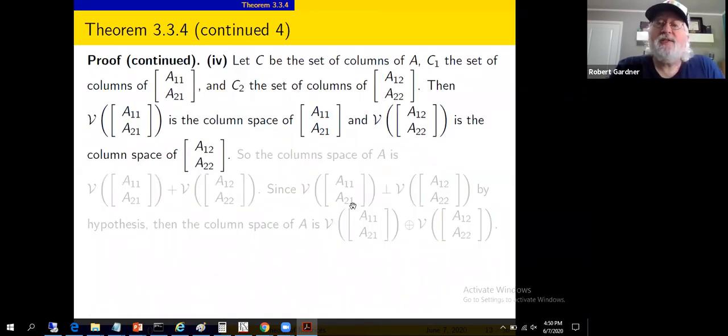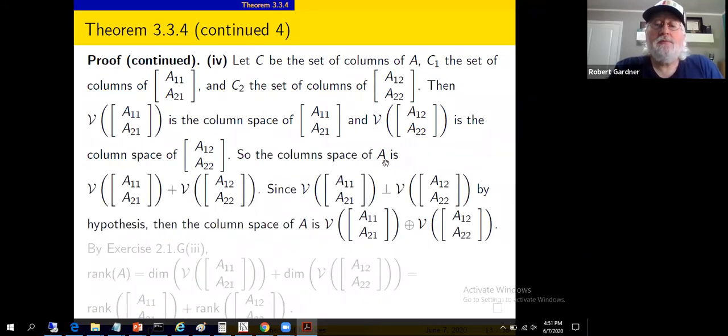Okay, the second part involves columns, so we'll do the same kind of thing. It's actually a little bit easier because I don't need that transpose stuff getting in the way here. Let C be the columns of A, C sub 1 the columns in the first, left-hand side half, C sub 2 the columns in the right-hand half. Then we take the column space of this partitioned matrix, and it's just straight up the column space, similarly for the right-hand part. So the column space of A is the sum of these two.